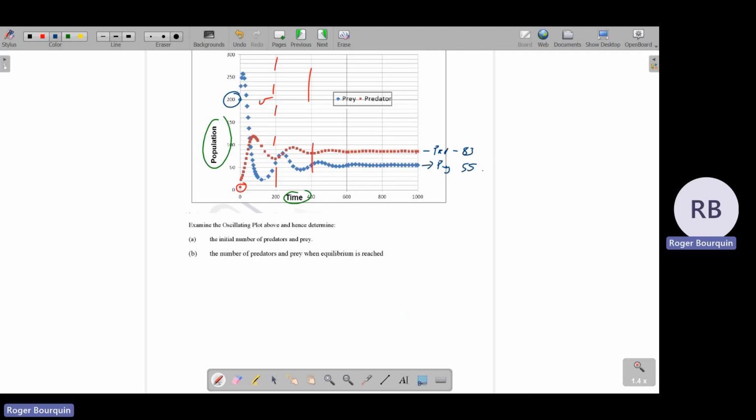To read off the initial numbers here, you just go to the y-axis. The initial number of predators was 5, and the initial number of prey was 200. At equilibrium, predator was 83, and prey was 200. You see how those two diagrams relate? Can I move on? Yeah, we can say 200.